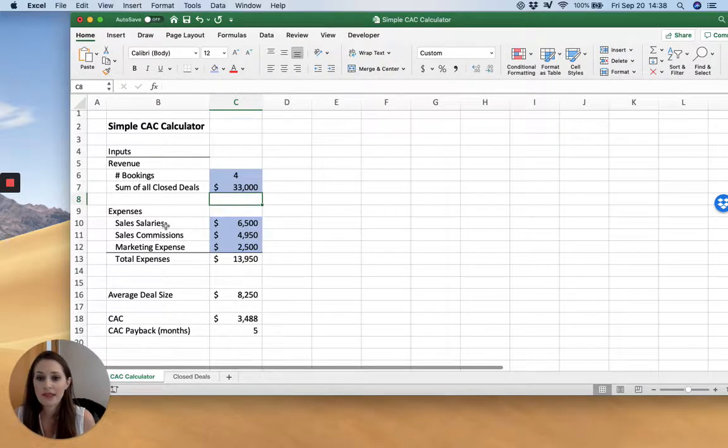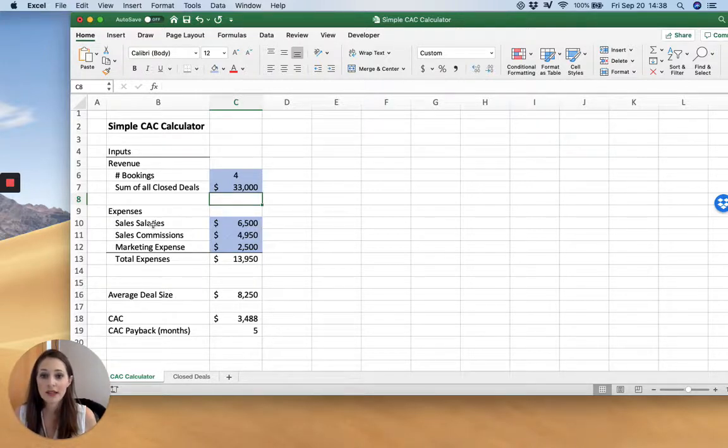Now, the expenses. We have sales salaries. So that's all you paid for sales salaries. So it's the base salary plus the employer paid taxes plus any health insurance you cover, anything that has to go into the sales salaries. Then we have sales commissions. So those are the commissions that you're paying for closed deals or however you pay commissions.